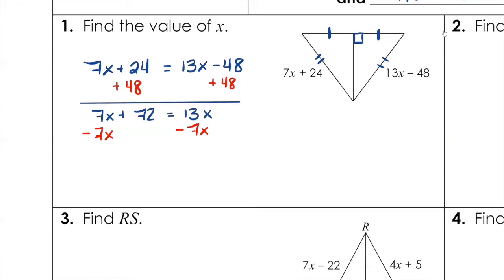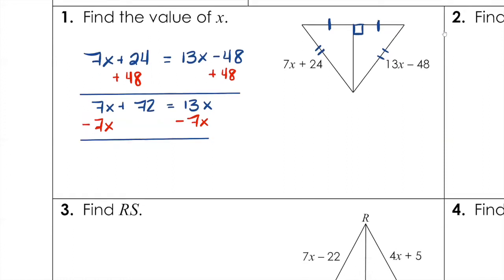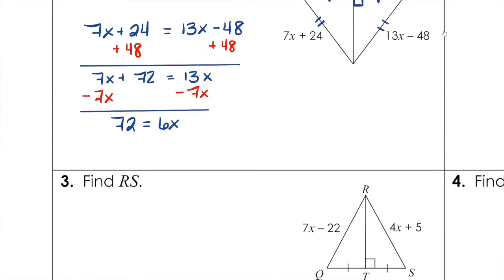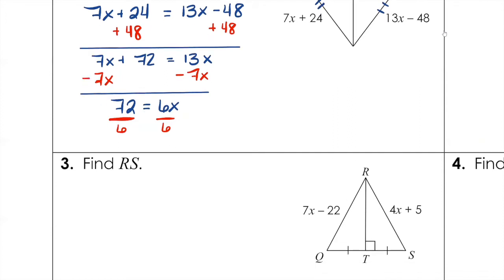So we subtract 7x from both sides. So we get 72 equals 6x. Is our variable by itself yet? No. It's still got that 6 attached to it. Get rid of that 6. Divide. Good. So 72 divided by 6? 13? 12. Yeah, it is 12. So 12 equals x.